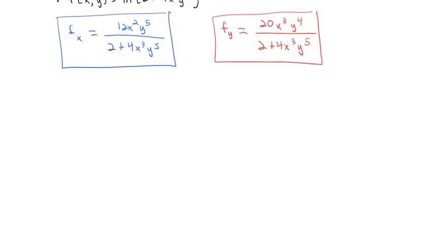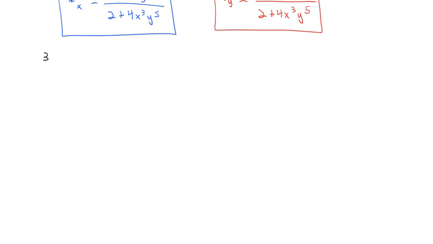Let's try one more example before we move to the next concept. Let's do one with a quotient rule. f of x y is equal to 6x squared minus 6y squared over x squared plus y squared.